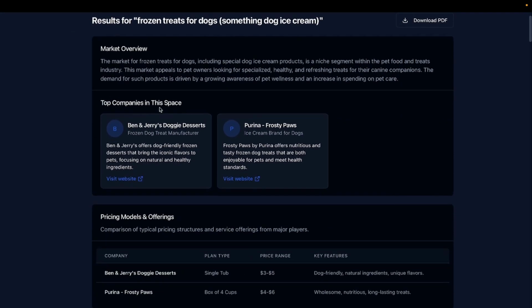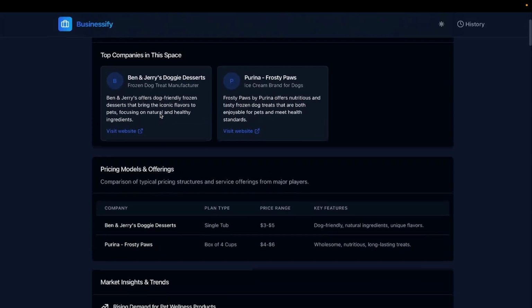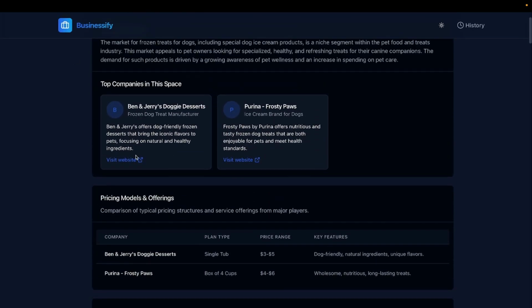Top companies in the space. 2 big players. You would expect 2. I mean, it can get up to 6, but no one's really making pet ice cream. Anyway, pup cups or whatever, but yeah, top people in the space. You can visit the websites, these links do work, just click on that.